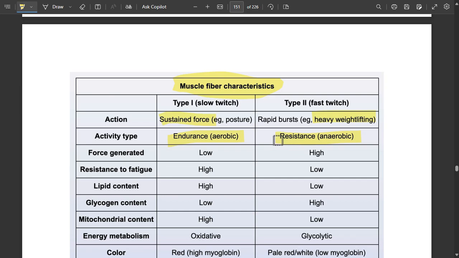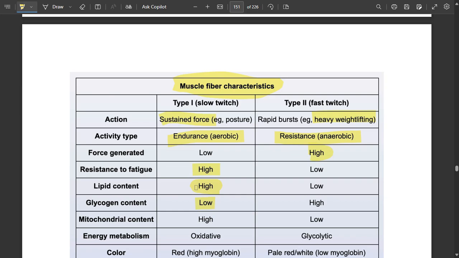I would require type 2 fibers, and they're anaerobic. So force energy is high in the anaerobic or type 2 muscle fibers. Type 1 fibers are resistant to fatigue, so posture can be maintained at all times. There is less glycogen, but lipid content should be high. So lipid produces a high amount of ATP or energy.